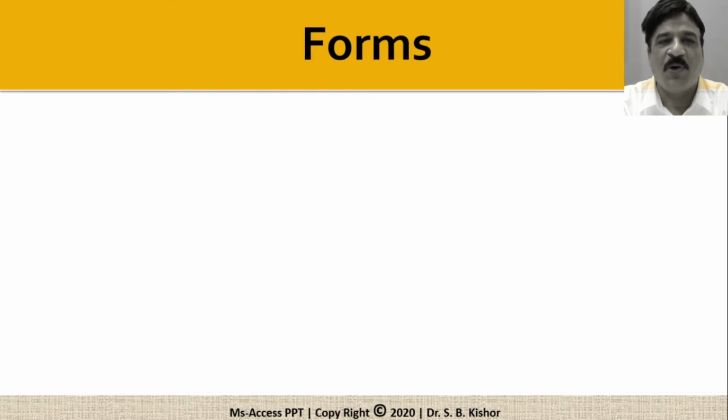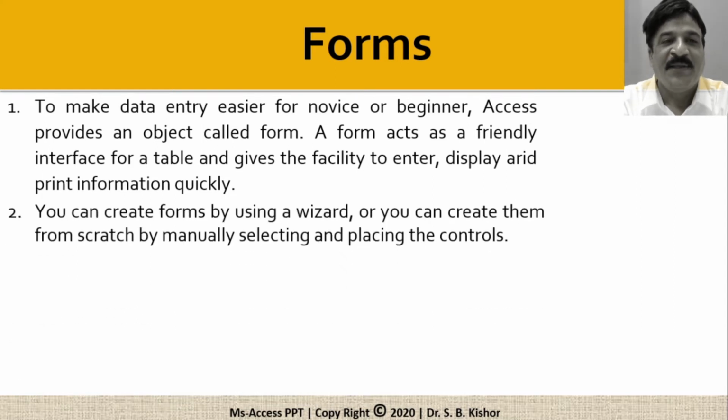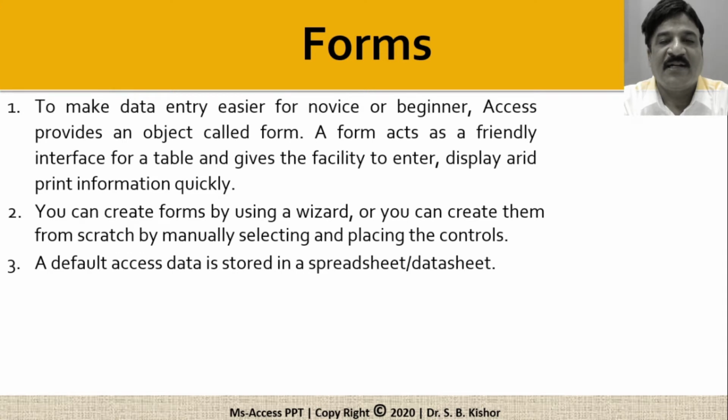So let's see what is a form. To make data entry easier for a novice or a beginner, Access provides an object called a form. A form acts as a friendly interface for a table and gives the facility to enter, display and print the information very quickly. You can create the form using a wizard, or you can also create it from scratch, that is manually, by selecting and placing the various controls. By default, Access data is stored in a spreadsheet, which is also referred to as a datasheet.